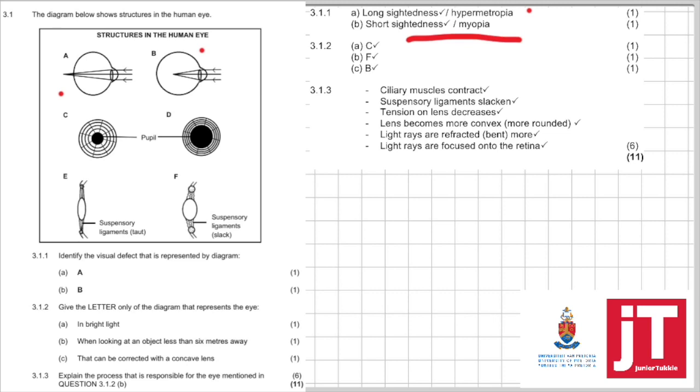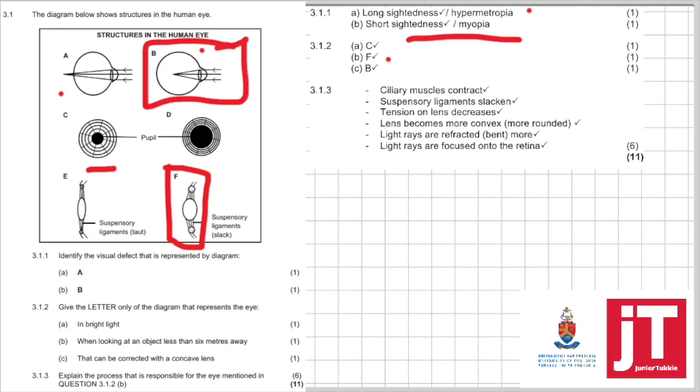3.1.2. Give the letter only of the diagram that represents the eye in bright light. So, bright light. Your answer here will obviously be C, because in bright light the pupil constricts to let less light in. Give the letter only of the diagram that represents B when looking at an object less than 6 meters away. Less than 6 meters away, of course, is near vision, the lens is more convex. So your answer is F. Give the letter only of the diagram that represents the eye that can be corrected with the concave lens. Of course, short-sightedness or myopia can be corrected with the concave lens.